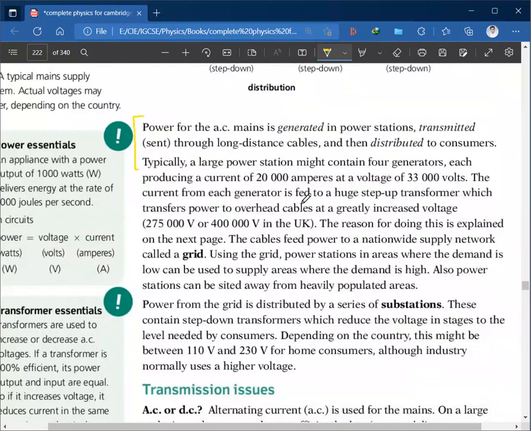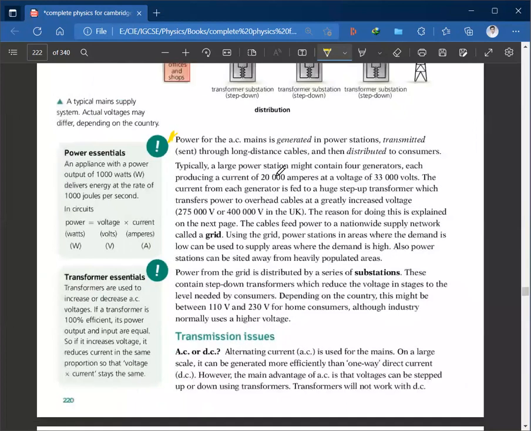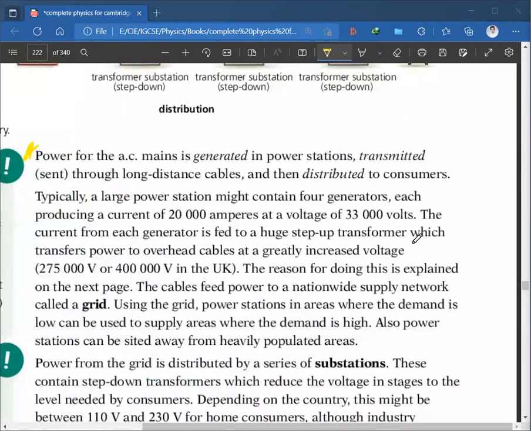Start reading from here, Ayan. Power of the AC mains is generated in power stations, transmitted through long distance cables, and then distributed to customers. You have to read up till here. Voltage. Typically, a large power station might contain 4 generators, each producing a current of 20,000 amperes at a voltage of 33,000 volts. The current from each generator is fed to a huge step-up transformer, which transfers power to overhead cables at greatly increased voltage. All right, stop.